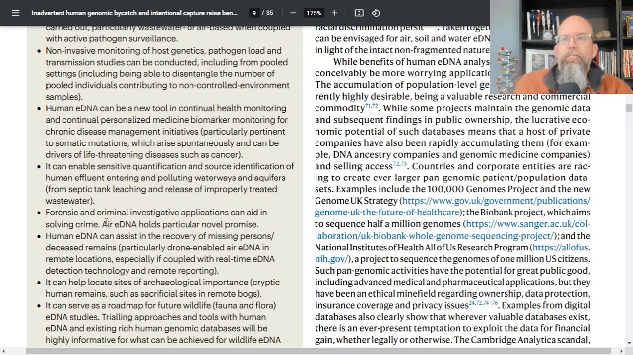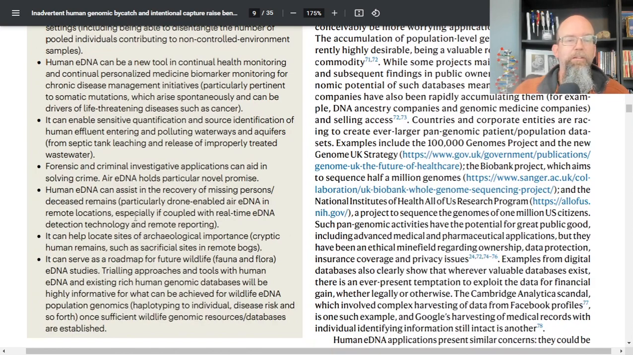And of course, in our environment, we have people that don't like any regulation. People want more regulation, the whole debate about regulation. But who's in control of this information? Really important questions here. Maybe it could help locate sites of archaeological importance.